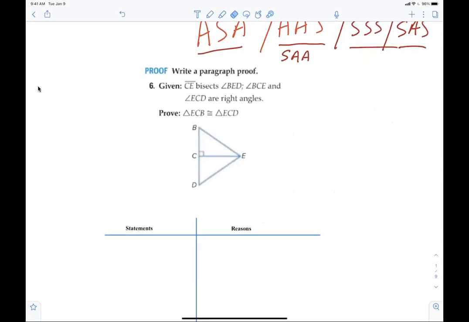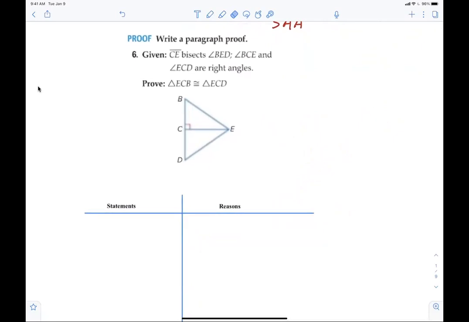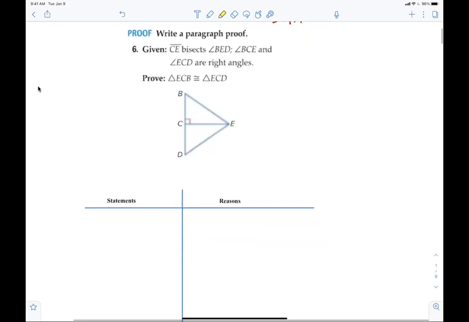So now let's look at question number 6. Obviously it says write a paragraph proof, but we don't write paragraph proofs. We write a 2-column proof. So ignore that. We're just going to write the proof. So here we go. So let's see what we can do.